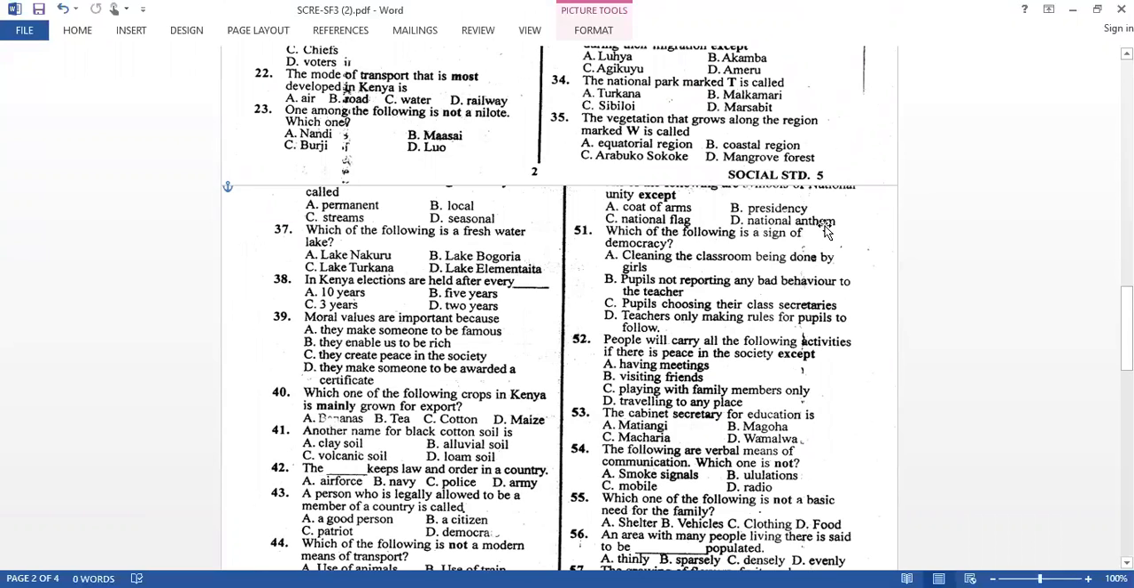So number 15, the following are symbols of national unity except: coat of arms, presidency, national flag, national anthem. So remember, symbols of national unity are things that show that our country is having peace. Our country is peaceful.